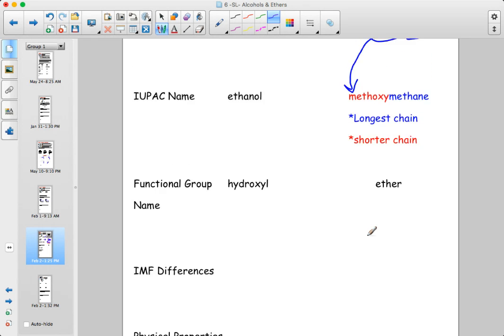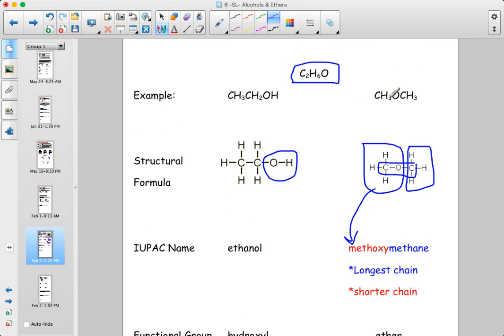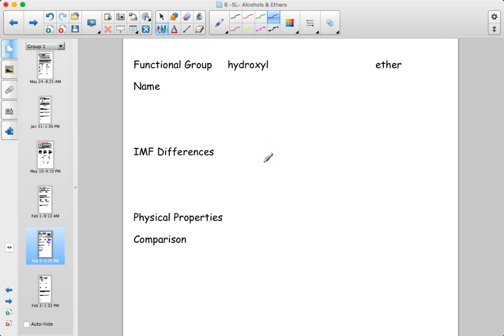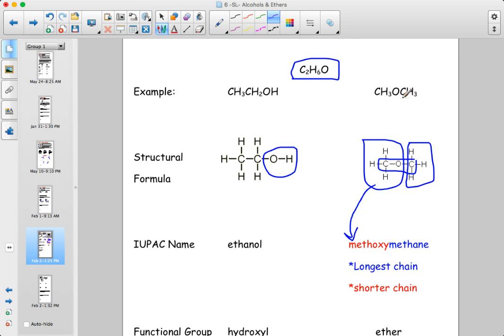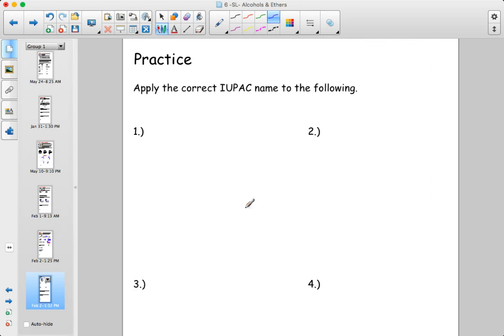And if we compare their IMFs, alcohols can do hydrogen bonding, whereas ethers just have some very weak dipole-dipole forces because they don't have O directly bonded to H. So alcohols will have higher boiling points and melting points and be less volatile than ethers. But actually, they're both fairly water soluble. The alcohols will be more so, but ethers will also be water soluble because they do have that oxygen, which can form hydrogen bonds, not with themselves, but with water molecules. And we'll do some practice drawing ethers and alcohols and their isomers and naming them in class.